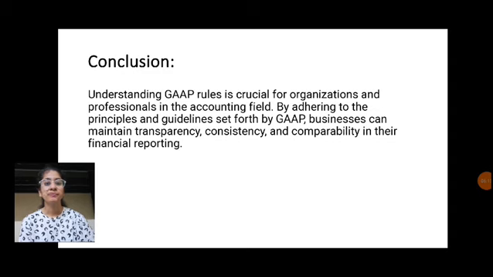Conclusion: understanding GAAP rules is crucial for organizations and professionals in the accounting field. By adhering to the principles and guidelines set forth by GAAP, businesses can maintain transparency, consistency, and comparability in their financial reporting.